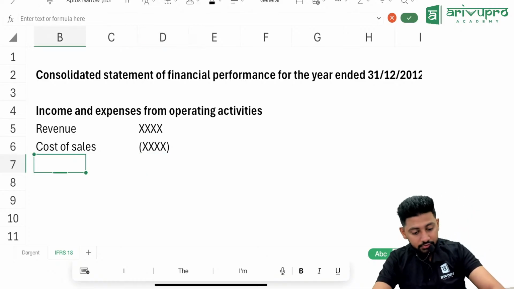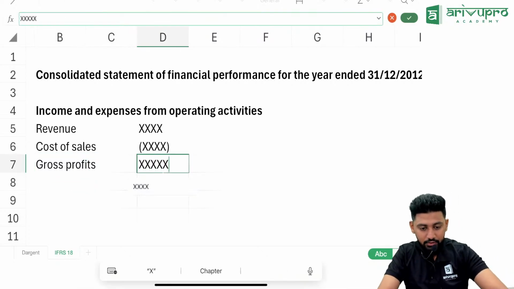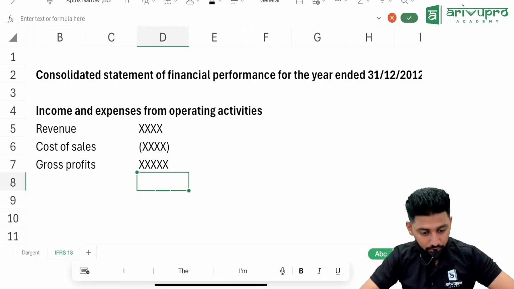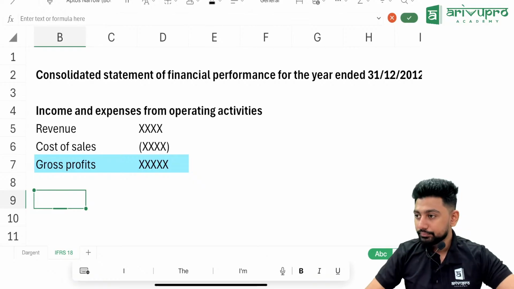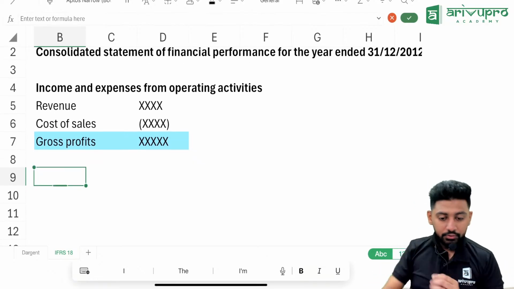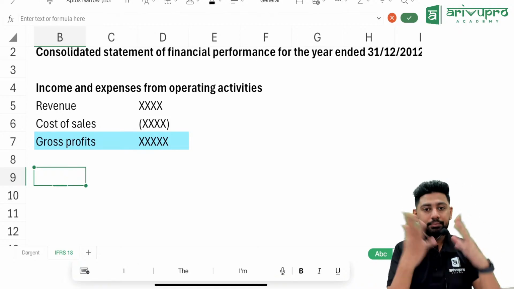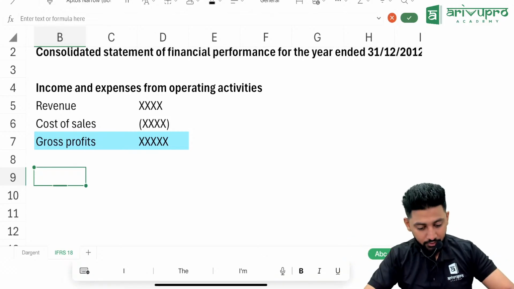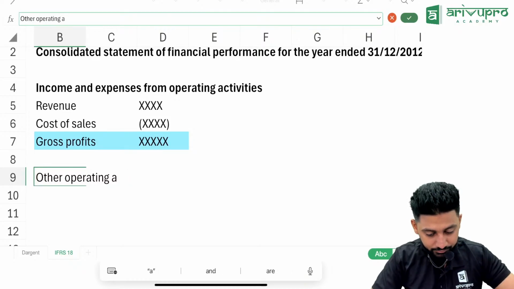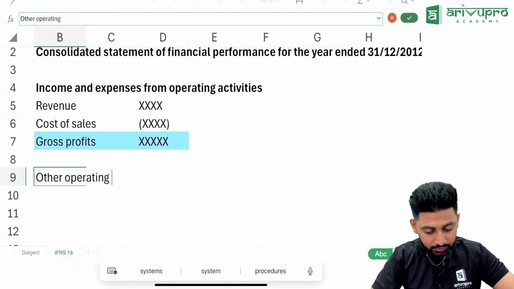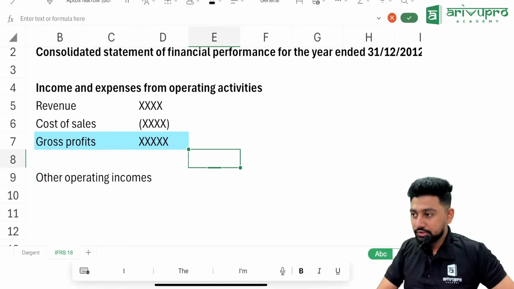Now I know it's gross profit, but it's not a mandatory requirement. Gross profit used to be mandatory, but not anymore. So if you want, you can present it. If not, you can simply ignore it, no problem. Now this is my operating activities. After that, if there are any other operating activities as a part of my operations, such as other operating incomes, I'll show them separately.